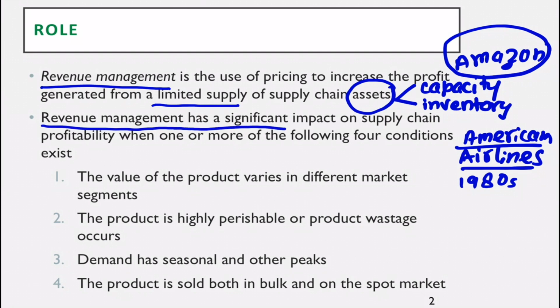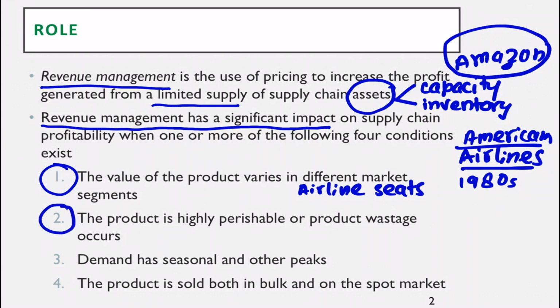Revenue management has significant impact on supply chain profitability when one or more of the following four conditions are met. The value of the product varies in different market segments. One good example of this is airline seats. For example, a business traveler who has to reach somewhere in time may be ready to pay a slightly higher price to get a seat that matches his or her schedule. On the other hand, somebody who is going on a vacation may be very flexible and their main objective may be to get a seat at as low a price as possible.